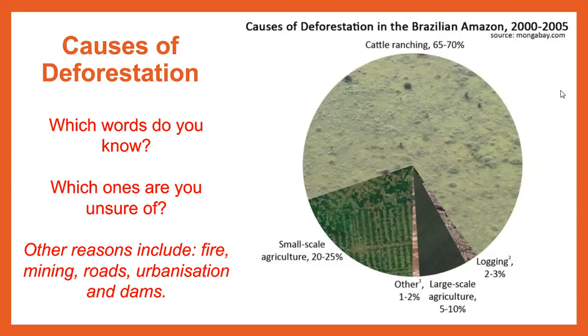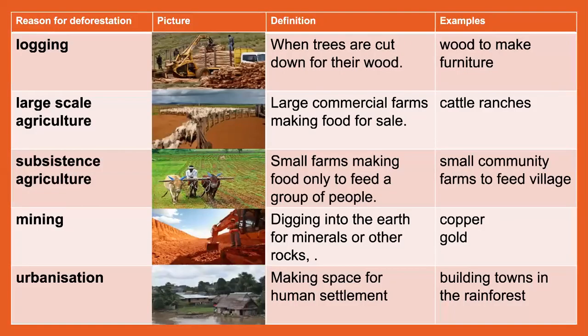So we can see 65 to 70% of the time it's because of cattle ranching. 2 to 3% of the time is logging. 5 to 10% is due to large-scale agriculture, 1 to 2% are for other reasons, and 20 to 25% is for small-scale agriculture. So here are some of those definitions explained more clearly.